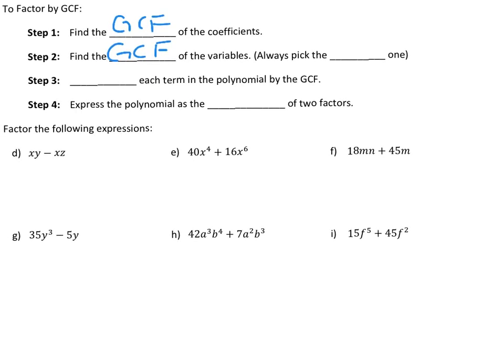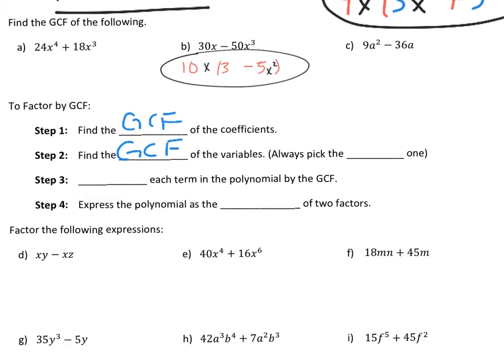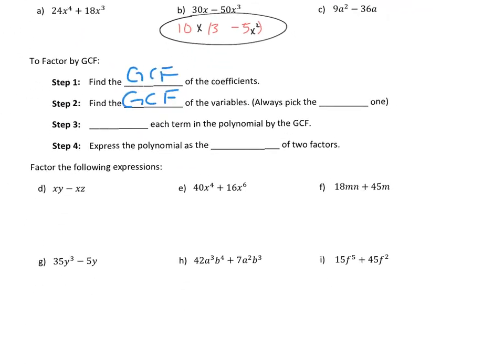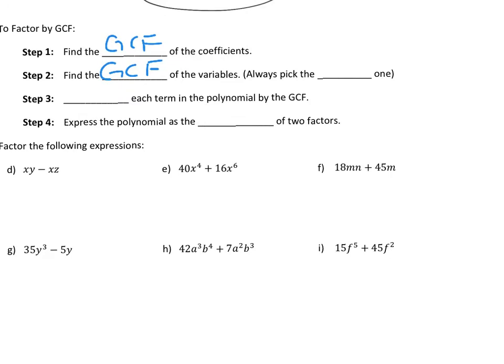Okay, and then in parentheses here, always pick the smaller one. Well, up here we had x and x to the third. We picked the smaller one. So always pick the smaller one, the lesser amount, some kind of word that means smallest.